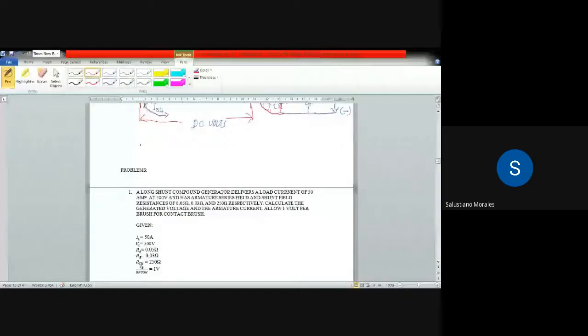Different conditions, and we will end up at this point. So we continue the discussion by solving problems next meeting.